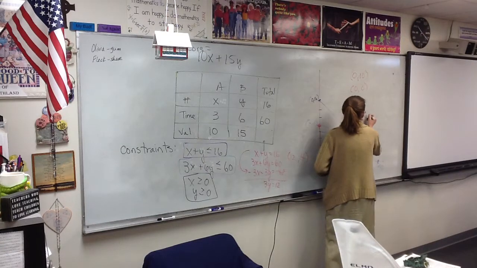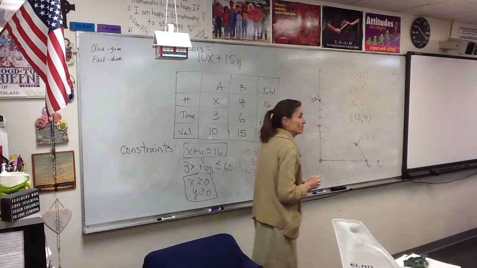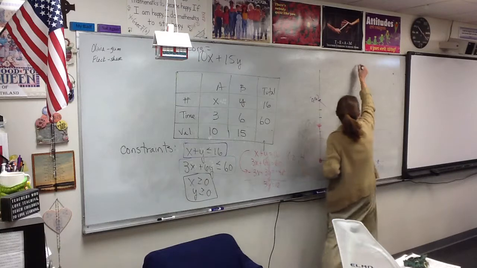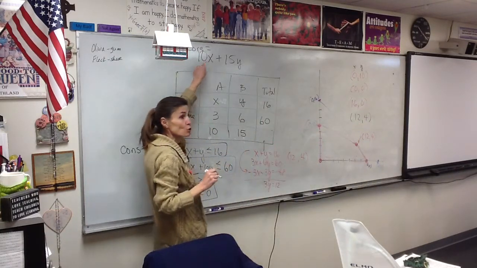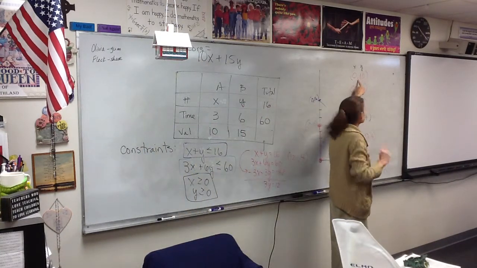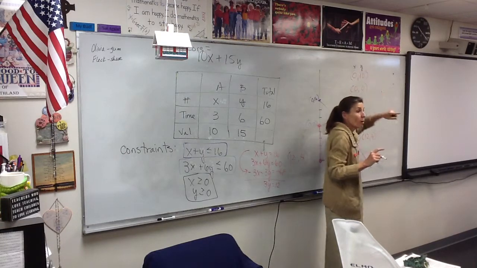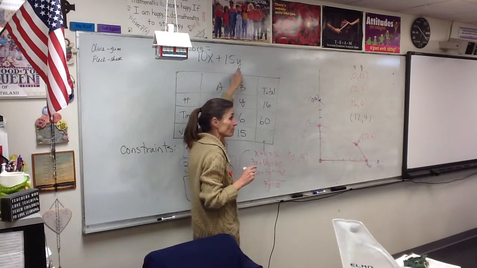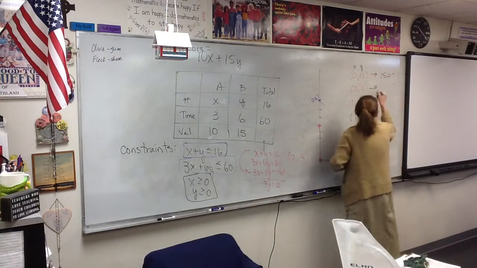Now I have 4 points, all 4 corners of the picture. I want you to take each of those 4 points, keeping in mind a point is an x and a y, and plug it into your score. So in other words, if you did no A questions and 10 B questions, what would be your score? 150. So this is gonna give me a score of 150.